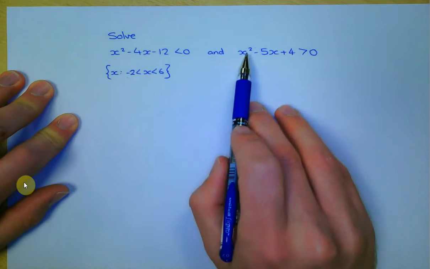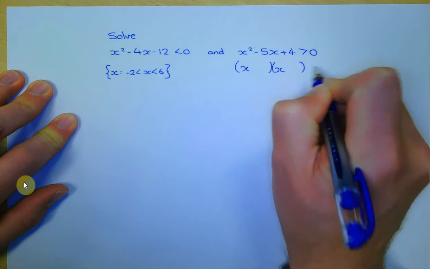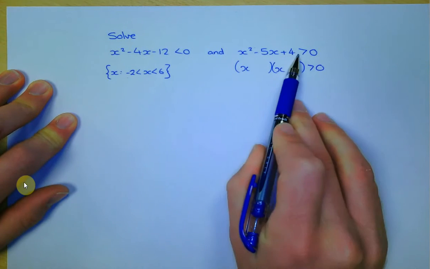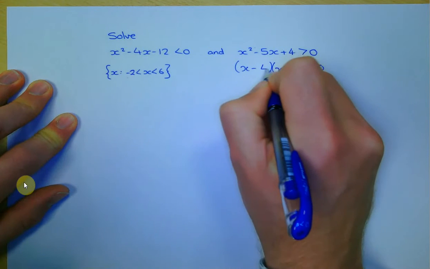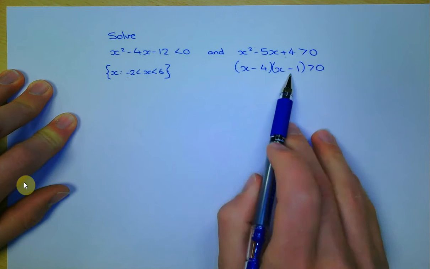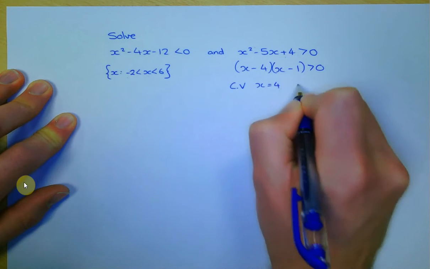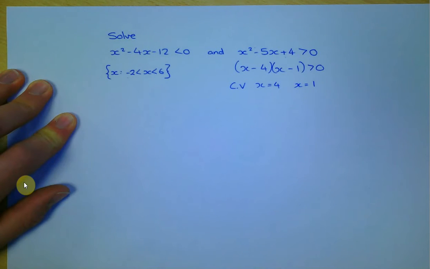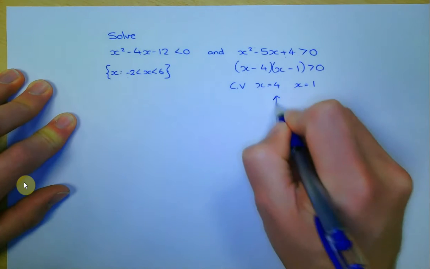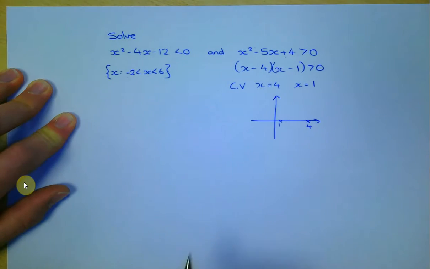So let's solve this. So critical values. Factors of 4 that make 5. Well, -5, so it has to be -4 and -1. Just double check. Remember, to make a positive, these signs have to be the same, which they are. So my critical values are x is 4 and x equals 1, and we make a sketch of those critical values.